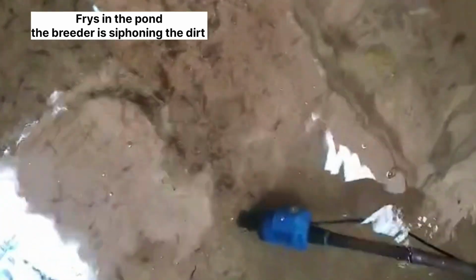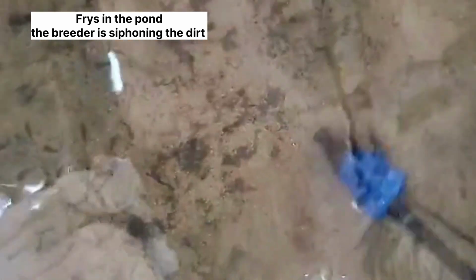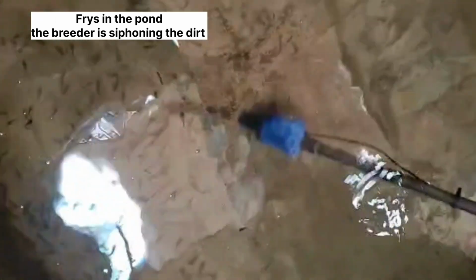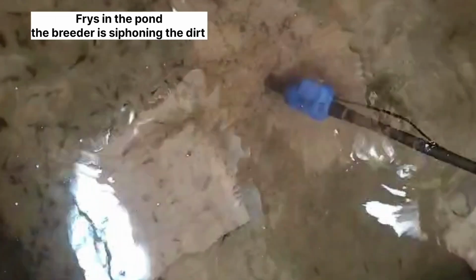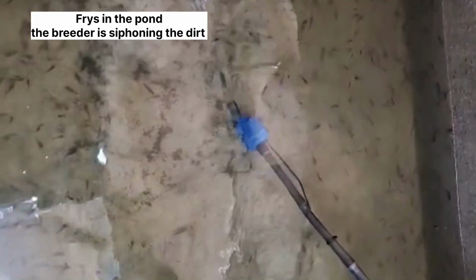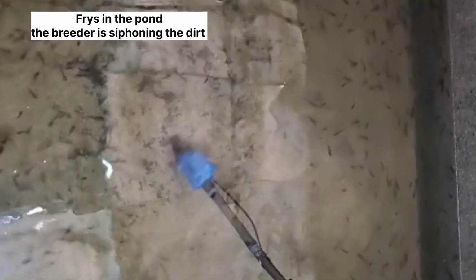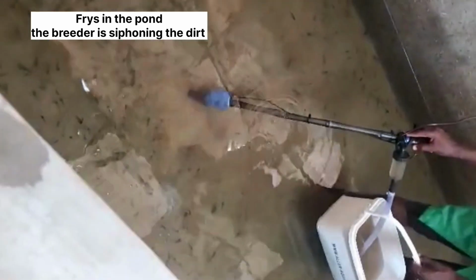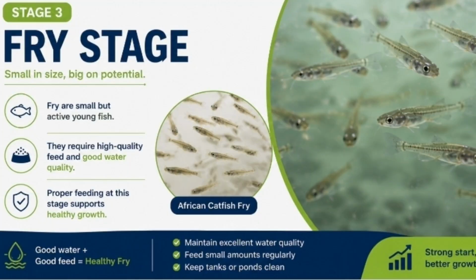The fishes that survive at the larva stage, these ones that are still very active and thriving, are called the fries. They require high quality feed and good water quality for you to maintain and sustain them so that they can be strong and grow well. Proper feeding at this stage supports healthy growth too, and they have a unique type of feed that you feed these fries, called the starter feed, or generally some people know it as the weaning feed, more like you are weaning them. That is what they eat at this stage.